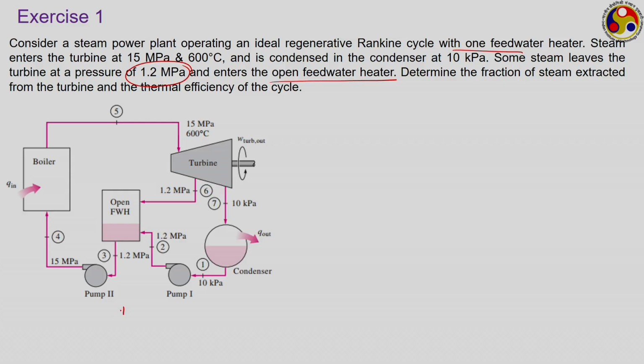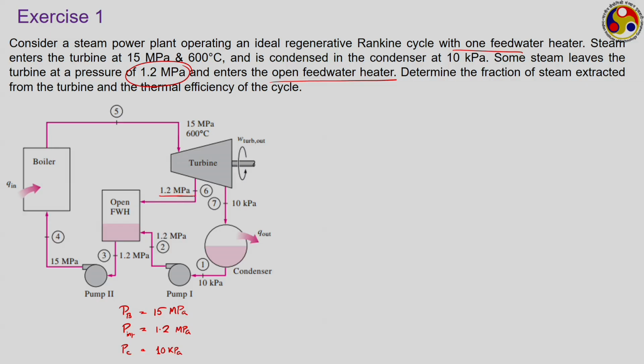Here we have the boiler pressure equal to 15 megapascal, condenser pressure equal to 10 kilopascal, and the intermediate pressure, which is the pressure corresponding to the open feed water heater or the deaerator, is 1.2 megapascal. Look at the diagram, it is very similar to the open feed water heater diagram that we have seen earlier. Steam coming from the boiler at state 5 with 15 megapascal and 600 degrees Celsius is fed to the turbine, where it gets expanded.